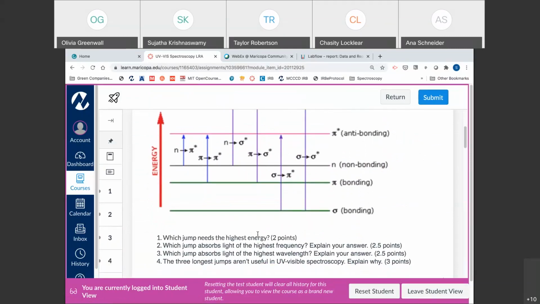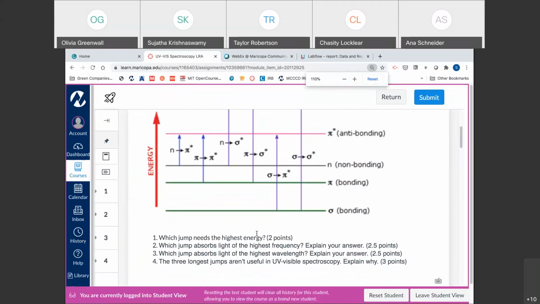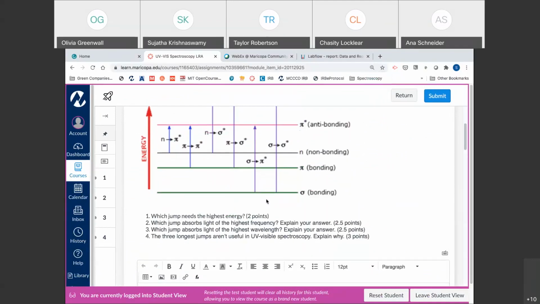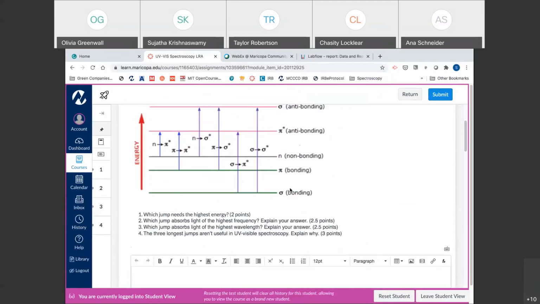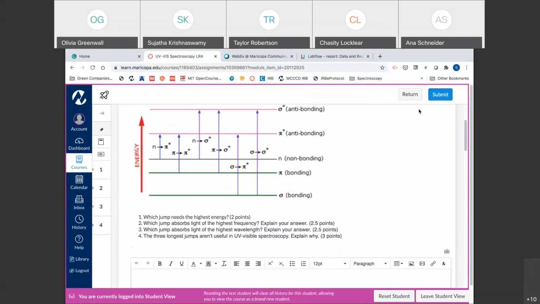Which jump needs the highest energy? So what do you think is the longest jump here? Highest jump?